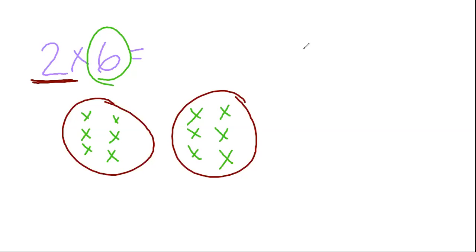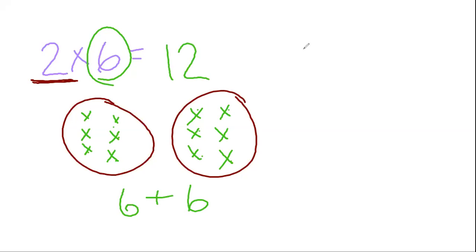All right, so now that you have done that, let's see how many we have all together. I have 6 plus 6. 1, 2, 3, 4, 5, 6, 7, 8, 9, 10, 11, 12. 12 altogether.